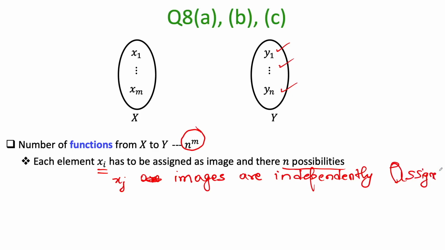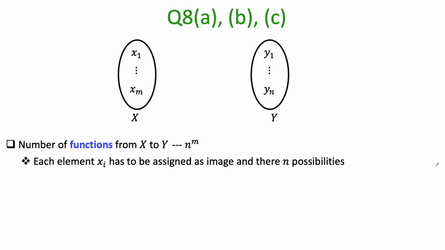Okay, that means it might be possible that the image of xi is the same as the image of xj, right, and so on. So there is absolutely no restriction on the way we can pick the images for xi and the images for xj, right? So based on all these observations, we can say that I have n possibilities when it comes to assigning an image for x1, and like that for each of the elements from the x set I have n possible images which I can choose.